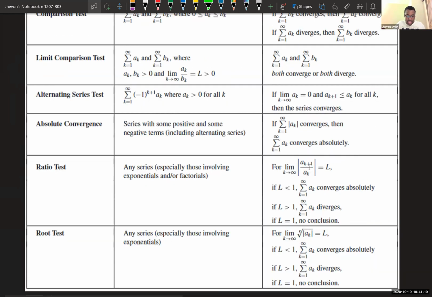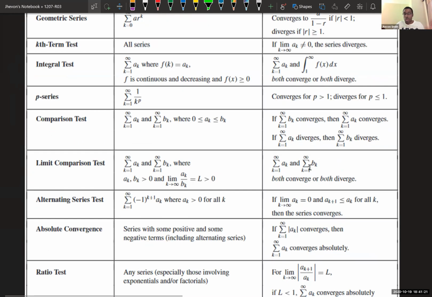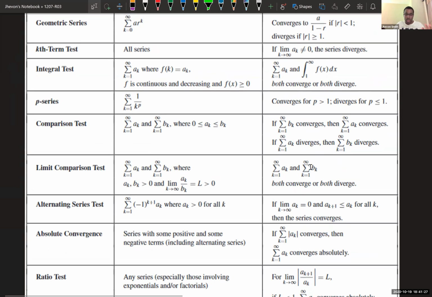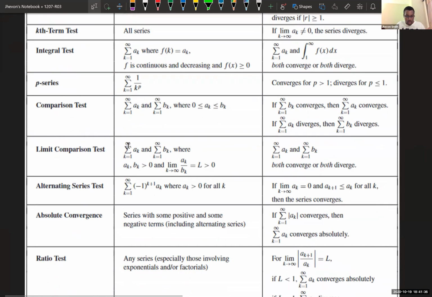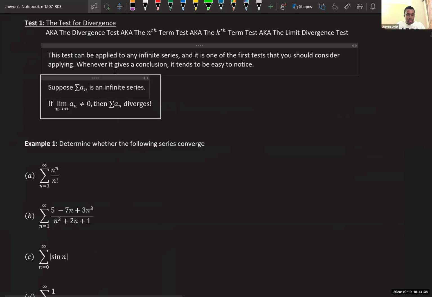So all of these tests have their own proofs of why they work. We're not going to focus on that at all in this class. I'm just going to tell you what they say and what conclusions we can draw from them, and that's contained in this table. So here's the test, here's when we can use it, here are what conclusions we can make from the test. The first one is called the test for divergence, and here's what that test says.